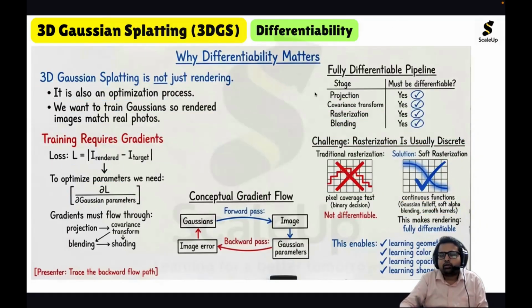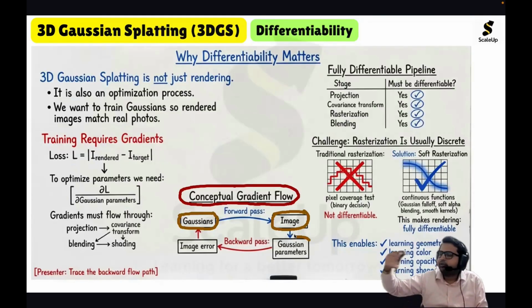If we look at the gradient flow, in the forward pass we start with 3D Gaussians, splat them on the scene, and get a rendered image. That's the forward pass. Now, using that rendered image, we compare it with the real image and compute the loss. Then we tweak the Gaussian parameters, for all the 1 million Gaussians, in the reverse direction.